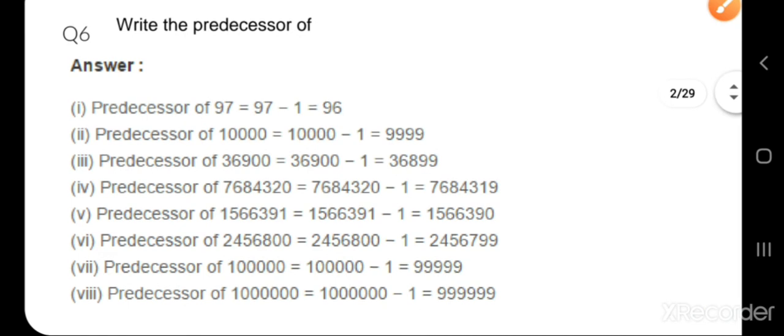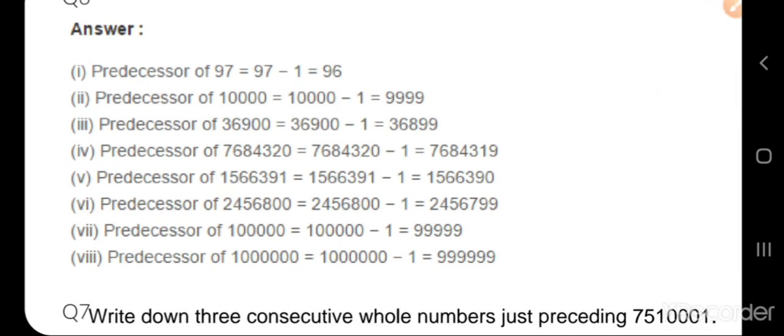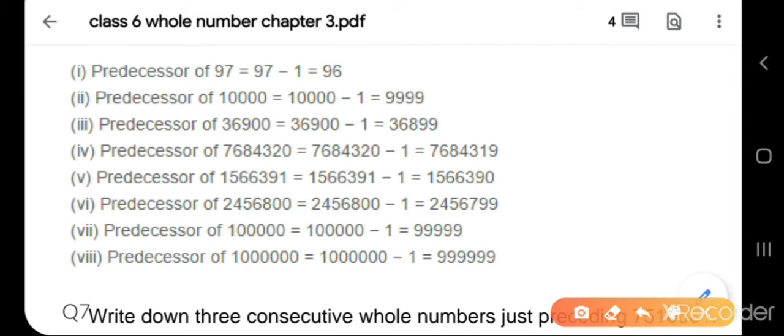Find the predecessor of the given number. To find the predecessor, or the number just before the given number, as we have seen in question number 2, you need to subtract 1, okay? Like if you have to find the predecessor of 97, you need to subtract 1, you'll get 96, and similarly you have to do the rest of the questions, okay?